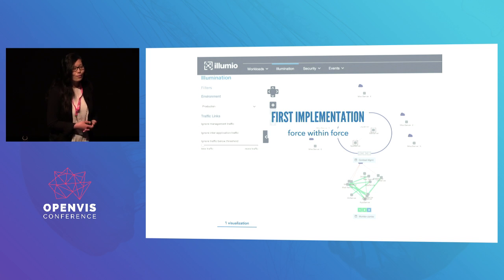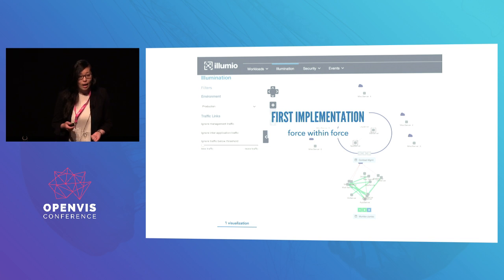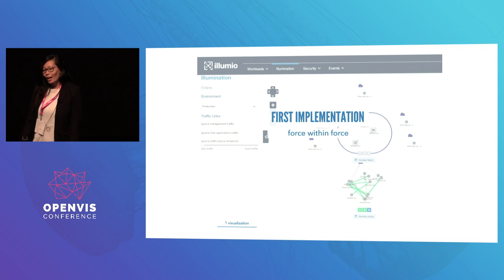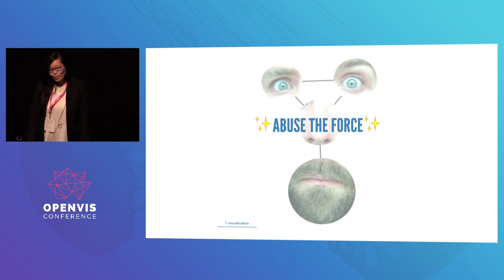For those that are unfamiliar, the force layout is hugely computationally intensive, of something like O of n log n over thousands and thousands of iterations. And we were doing this 5, 6, 10 times on each render. And just to keep life interesting, we decided that we needed collision detection at each of those levels. So we were truly abusing the force.